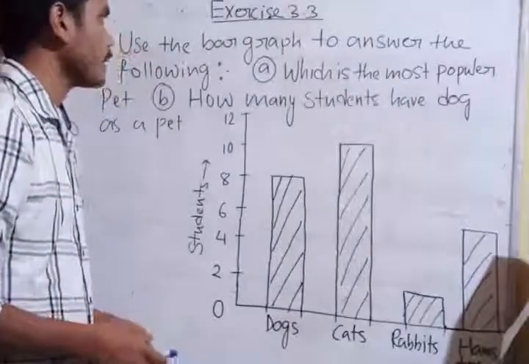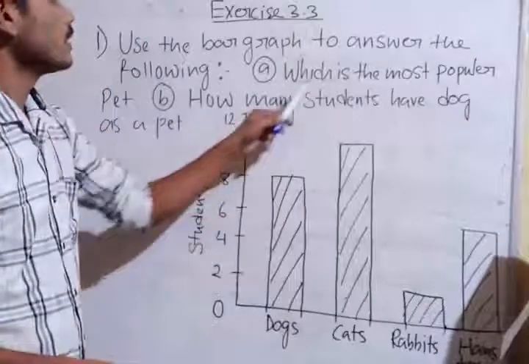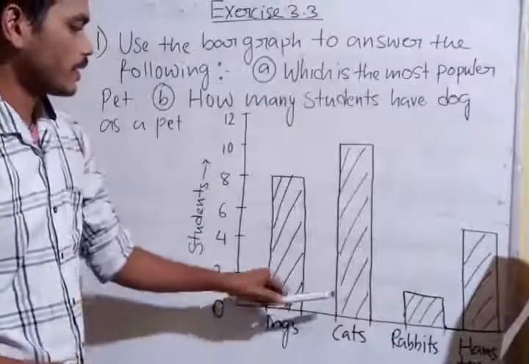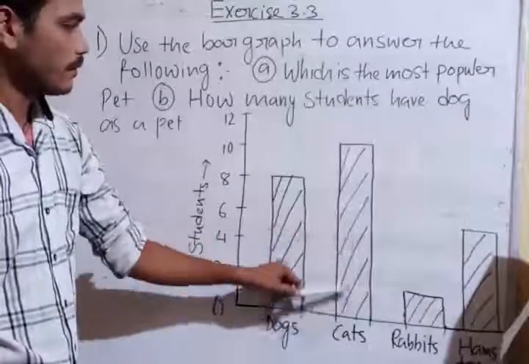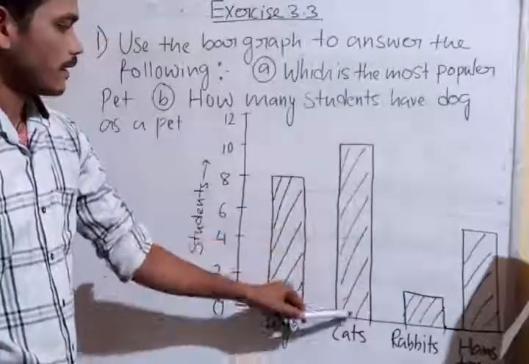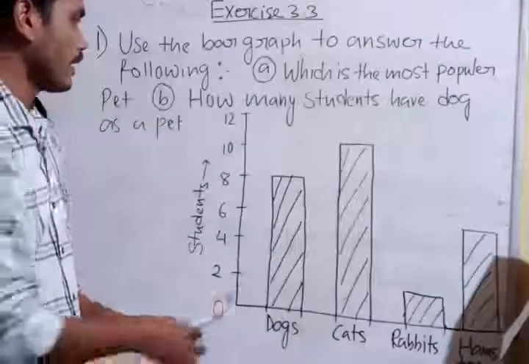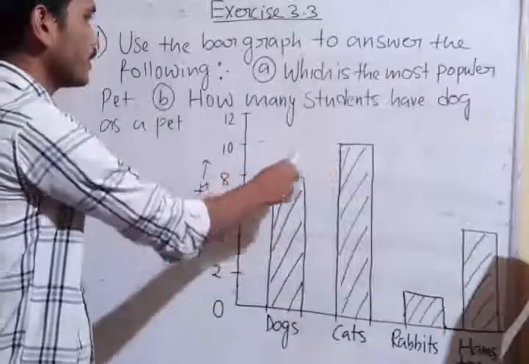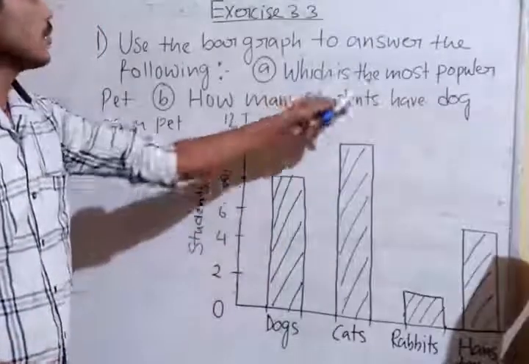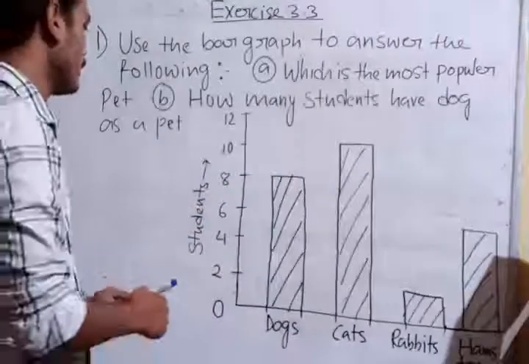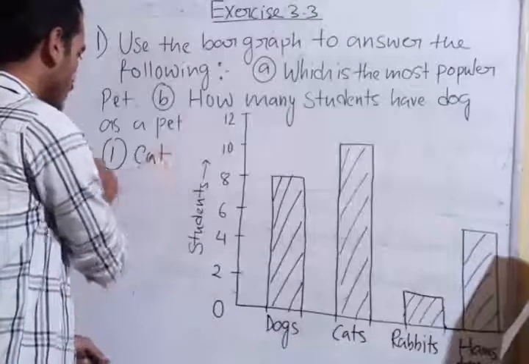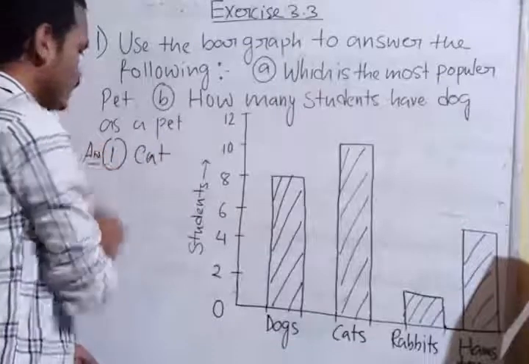Now, if I have to answer questions like which is the most popular pet, what can you write? For the most popular pet, you look for the longest bar. Which is the longest bar? The cat bar is the longest, and you can see 10 students have cats as their pet. So which is the most popular pet? You will write the answer for number 1: the answer is cat.